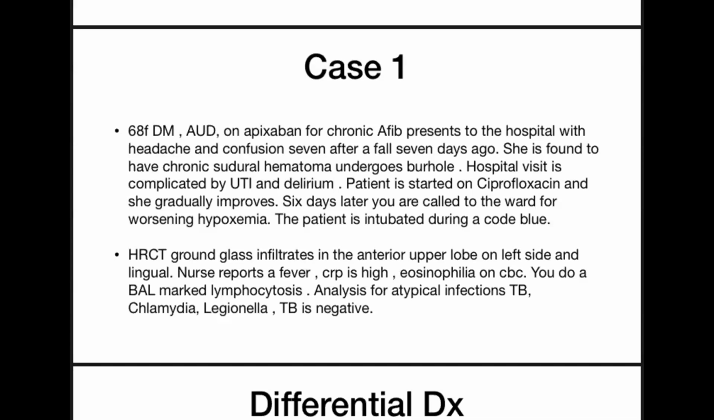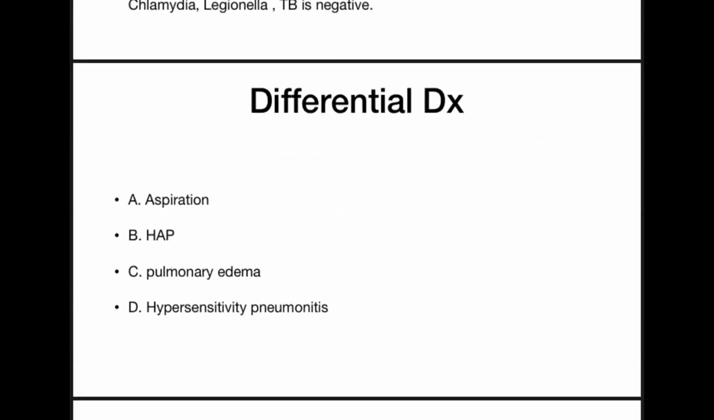Because of the eosinophilia, you do a bronchoalveolar lavage, and what you find is basically marked leukocytosis. You send out an infectious disease panel for TB, chlamydia, legionella, basically the typical pneumonias that could give you ground glass, and you find that there's nothing, and your echo is normal. Overtly, the EF is normal, there are no valvulopathies. So what is your differential diagnosis?